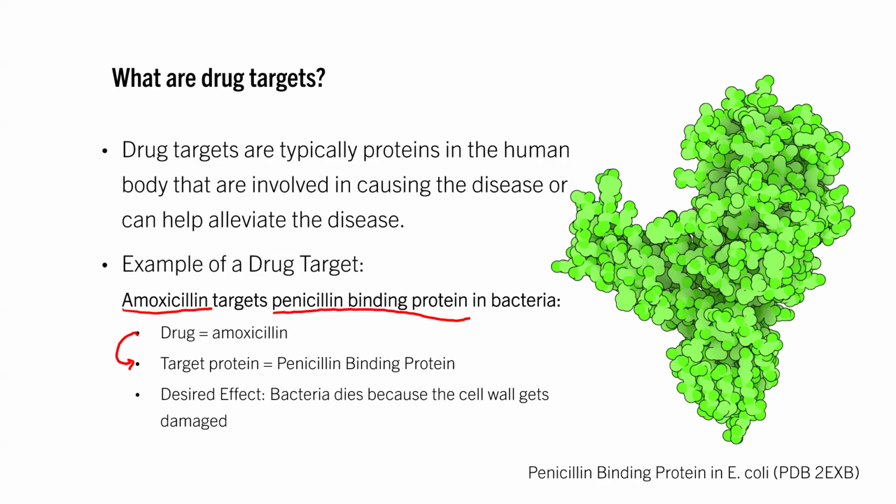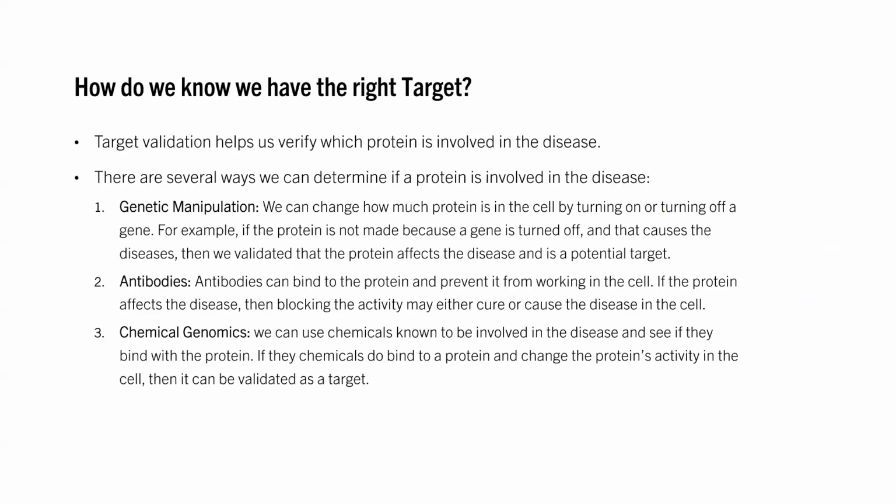So these two interacting partners, I like to use that phrase, interacting partners. So you could say the interacting partners are a drug plus a protein, or say drug and protein. Okay. Now, how do we know that we have the right target?